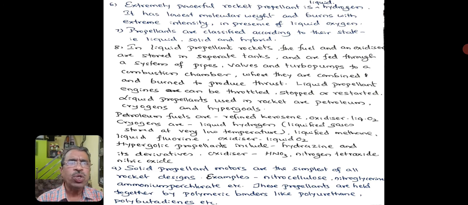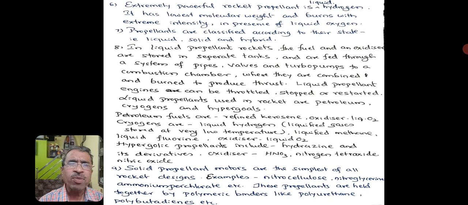Petroleum fuels used are refined kerosene, with an oxidizer like liquid oxygen. Cryogens are liquefied gases stored at very low temperatures, such as liquid hydrogen, liquid methane and liquid fluorine, and the oxidizer used here is liquid oxygen. Hypergolic propellants include hydrazine and its derivatives, and the oxidizers used here are nitric acid, nitrogen tetroxide and nitric oxide.